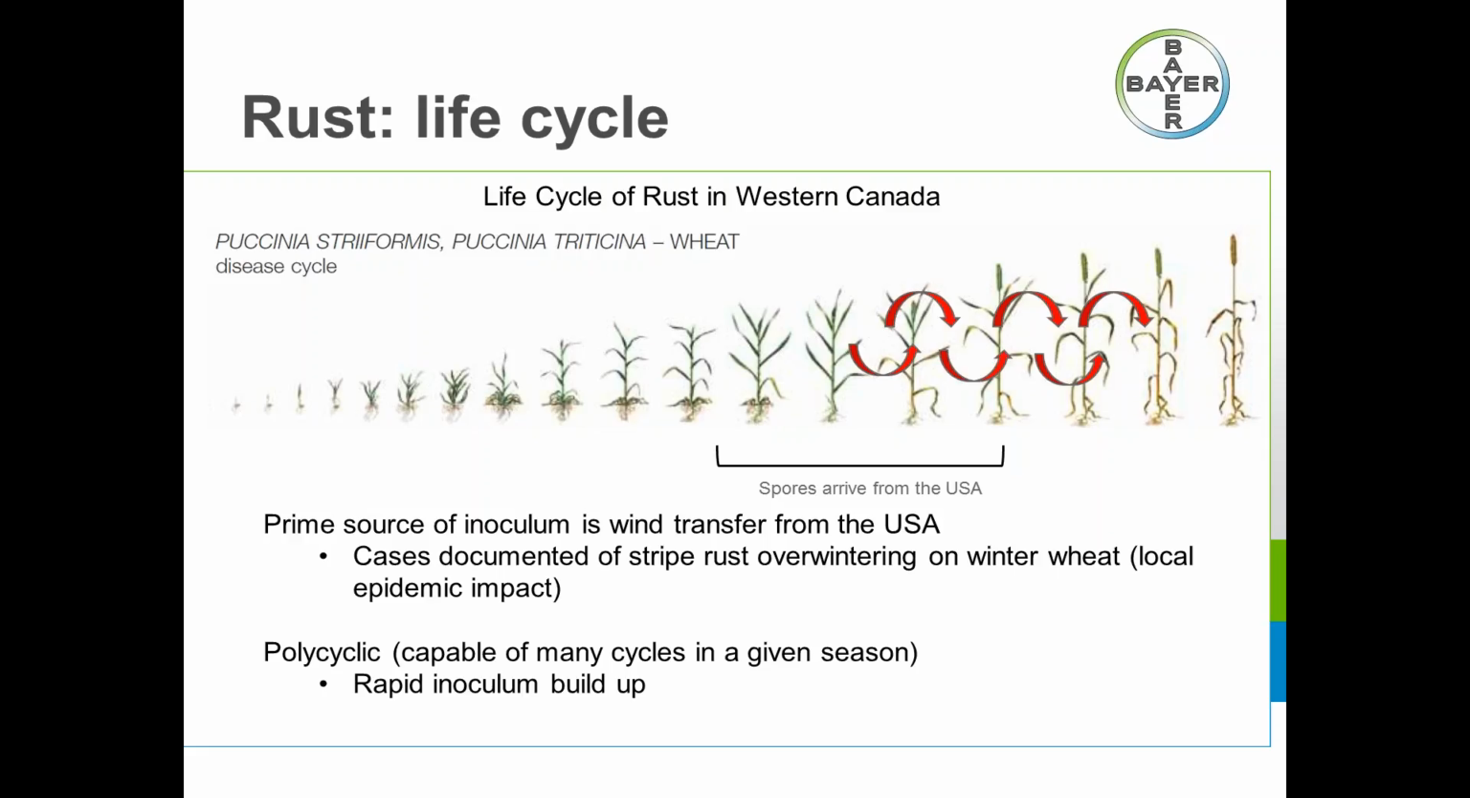Having a look at the life cycle of rust, it's very explosive. Rust is what we call a polycyclic disease. It's capable of many cycles in a given growing season, which results in rapid inoculum buildup. There are certain pathogens in Western Canadian crops that only go through one life cycle in a year. Unlike that, rust has multiple life cycles in a year. In 7 to 10 days, you can get a generation of another series of disease, which means that once rust arrives, it explodes very quickly and starts to take hold of the crop. So management of rust is very important.